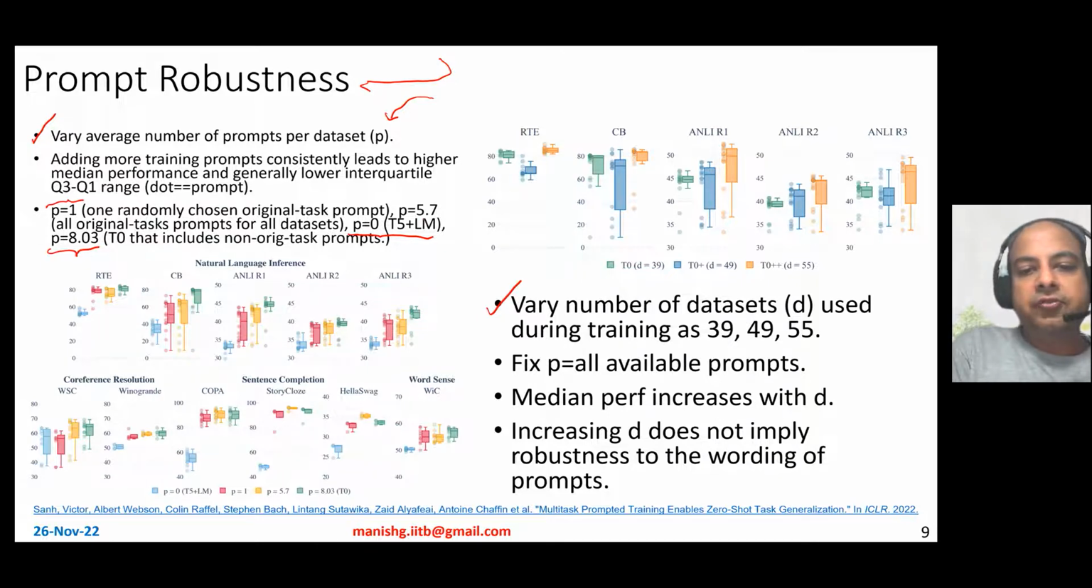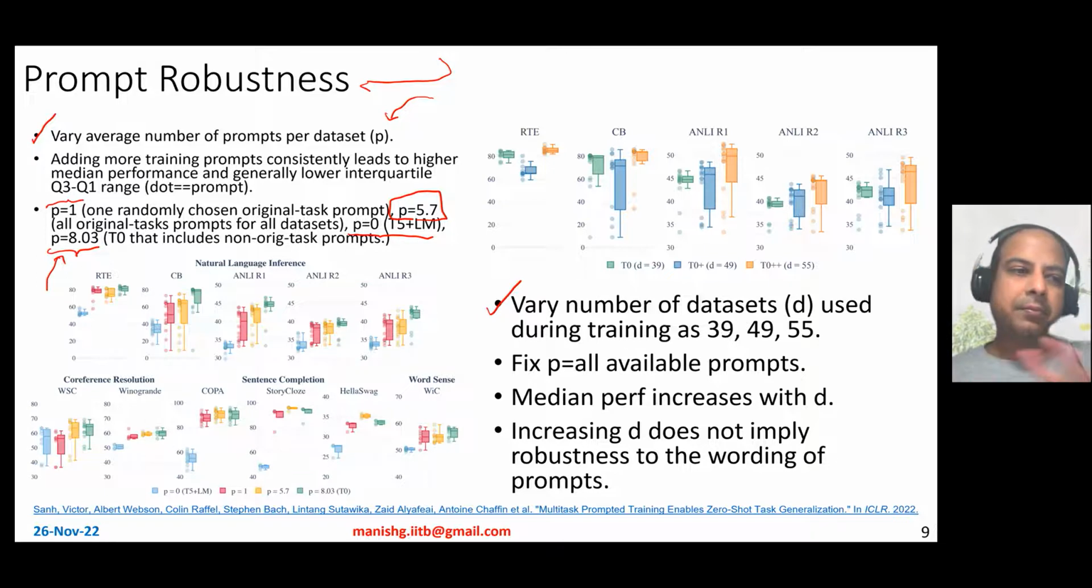Or you could use 5.7 prompts, because 5.7 is the average number of original task prompts across tasks, while 8.03 is the average number of prompts if you include the non-original task prompts also. Remember we said that question answering can also be prompted as a question generation task, or summarization can be prompted as a document generation task from the summary. If you include those variants as well, on average there are 8.03 prompts. If you exclude them, on average there are 5.7 prompts. You could use a different number of prompts per data set.